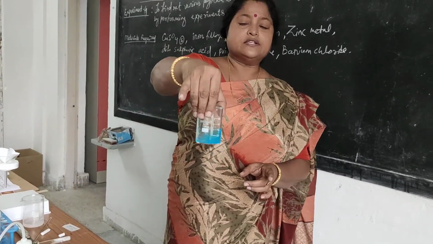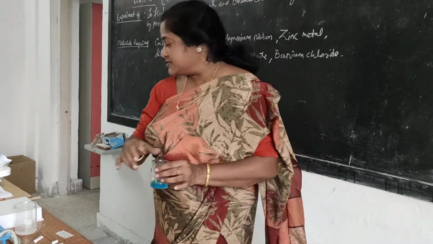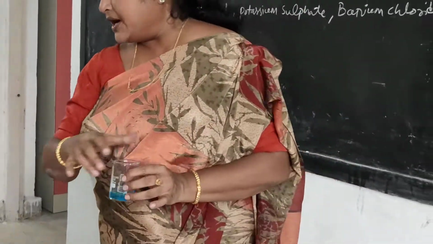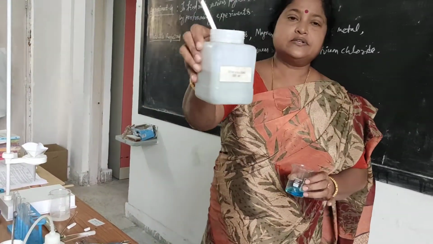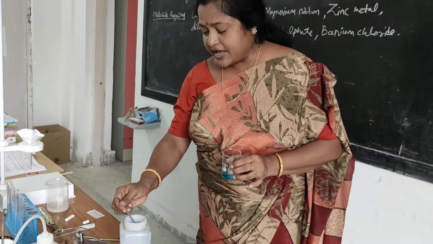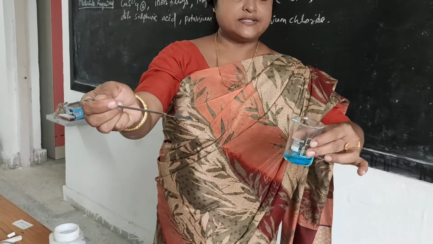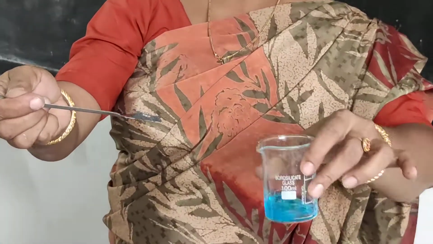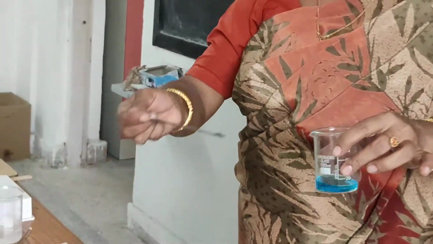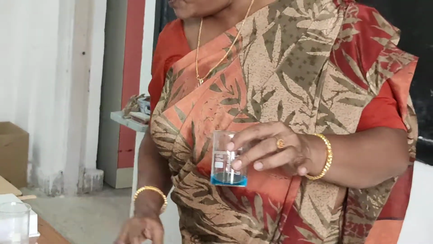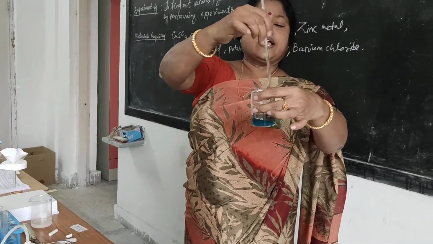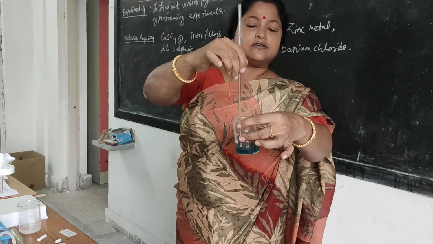In this copper sulfate solution, when the solution is made, you see it is a beautiful blue color copper sulfate solution. And students, this is your iron filings. I will show you how the iron filings look in the laboratory. I am asked to do this, and you people will also be doing this: add some iron filings into the copper sulfate solution. I am adding some iron filings and stirring with a glass rod.